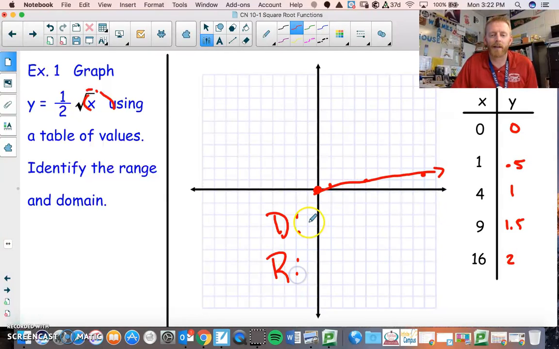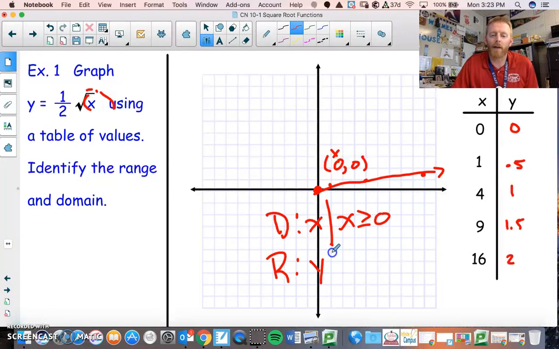So my domain is my x numbers. So for my x numbers, I have x is greater than or equal to, so this number for x is at 0, 0, right? So we have ordered pair 0, 0. My x is 0, and it's going to be getting bigger and bigger as I follow that line. So it's x is greater than or equal to 0.